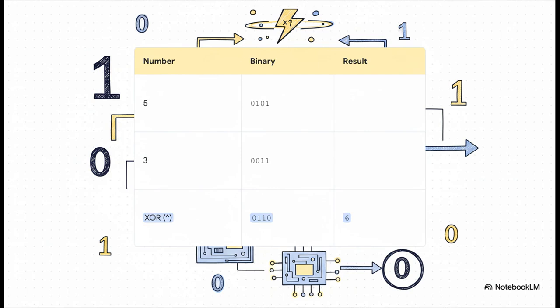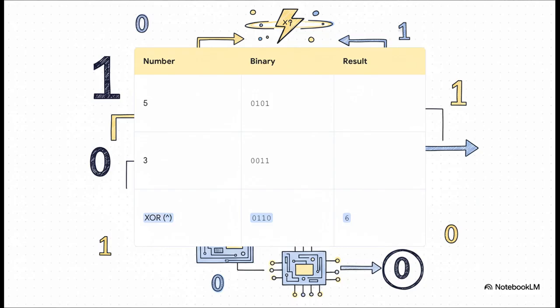So check this out. We take the number 5, which is 0101 in binary, and the number 3, which is 0011. Now, we go bit by bit. The first bits are 1 and 1. They're the same, so we get a 0. Next, 0 and 1. They're different, so we get a 1. Then 1 and 0, different again, so another 1. And finally, 0 and 0. They're the same, so a 0. Put it together and you get 0110, which is the number 6.